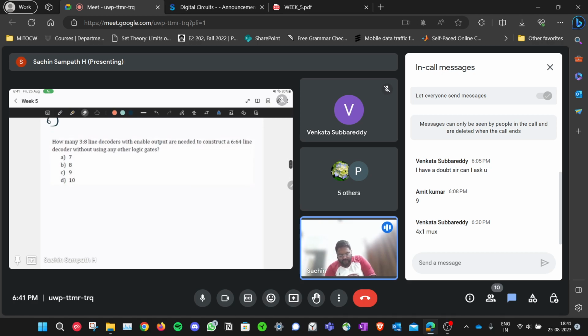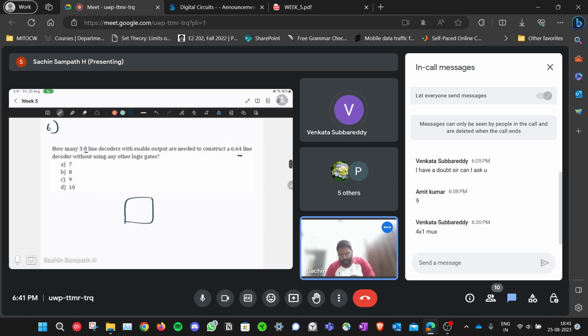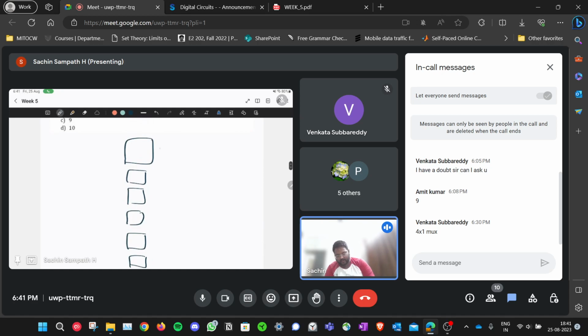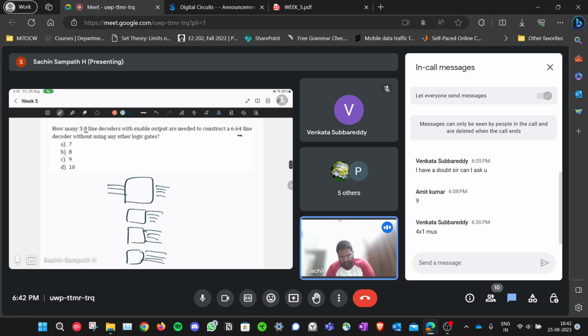Well, you have 64 output lines, right? In a 6 to 64 decoder. If you use 3 to 8, then you need at least 8 at the output stage to get 64 lines. So we'll have 8 blocks like this, and each of these will have 8 output lines. That will make up the 64 output lines you need for the 6 to 64 decoder. And each of them will have 3 input lines, so that will take up 3 out of these 6 input lines.